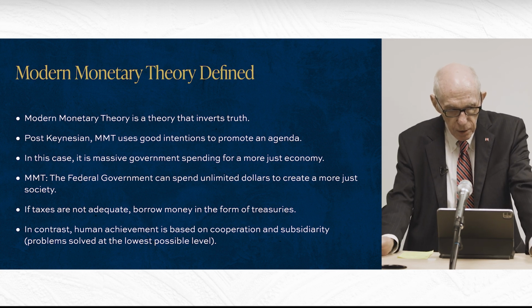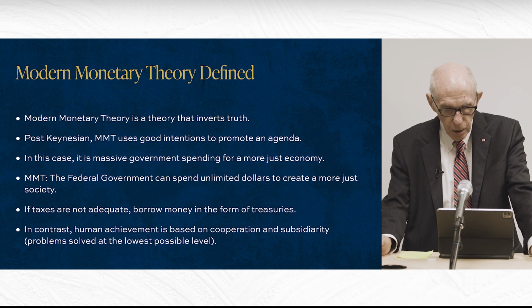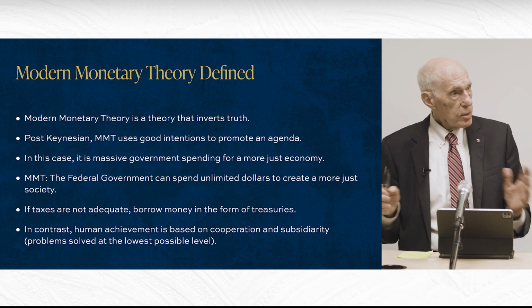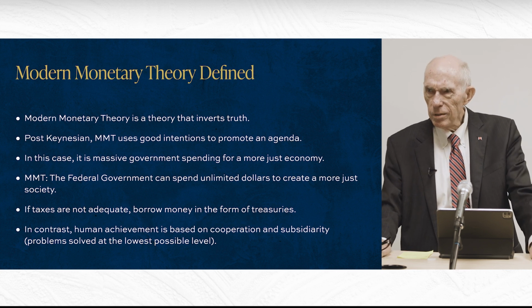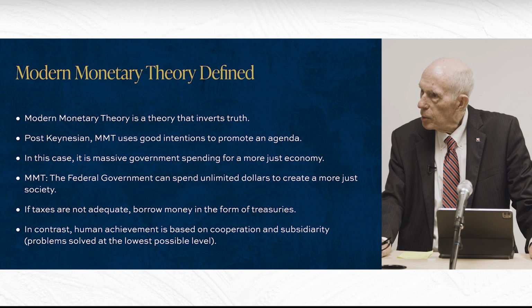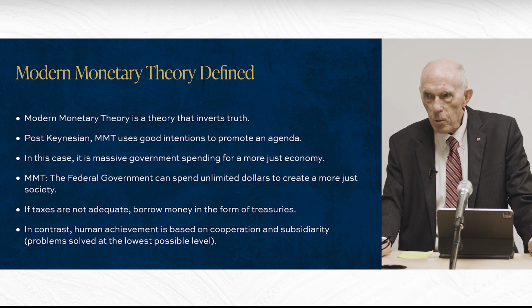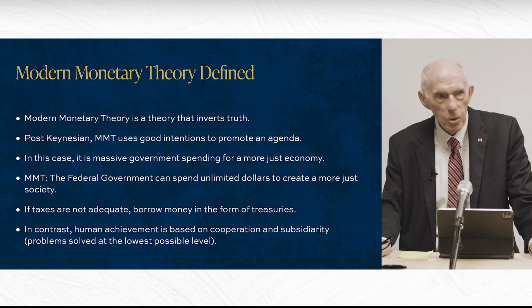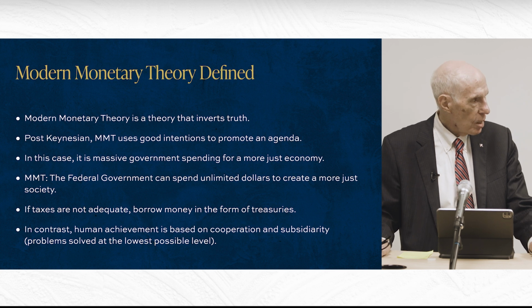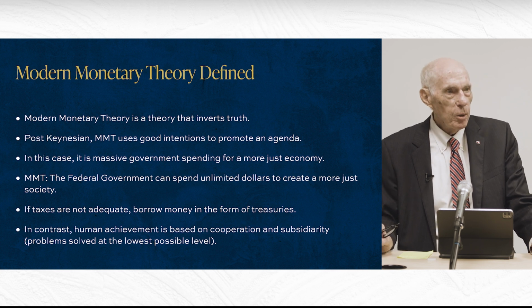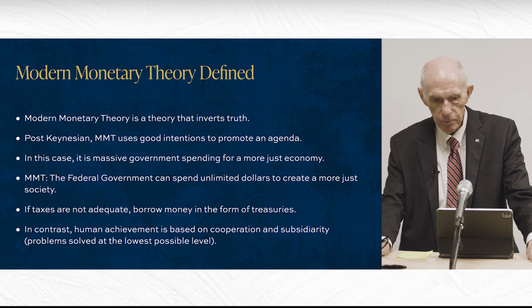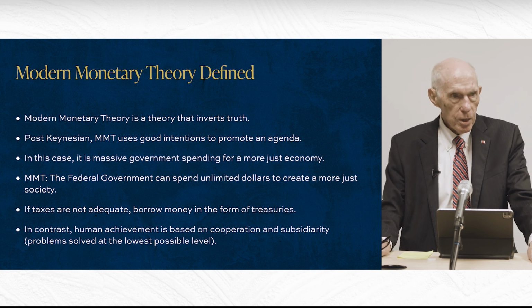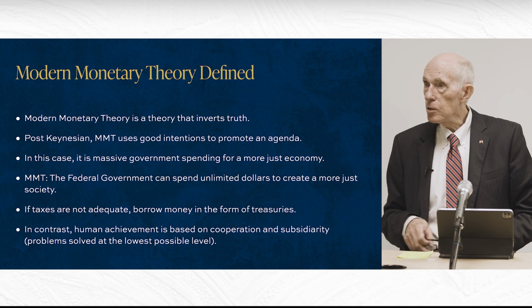So what is the basic theory of MMT? The government can spend an unlimited amount of dollars, and if we just left it at there, you might say, well, that doesn't sound right. But there has to be a little hook. There's always a hook. They do it to create a more just society, more fairness, more kindness. Okay, so that's the hook. And first I want to address the hook, why it doesn't make any sense.